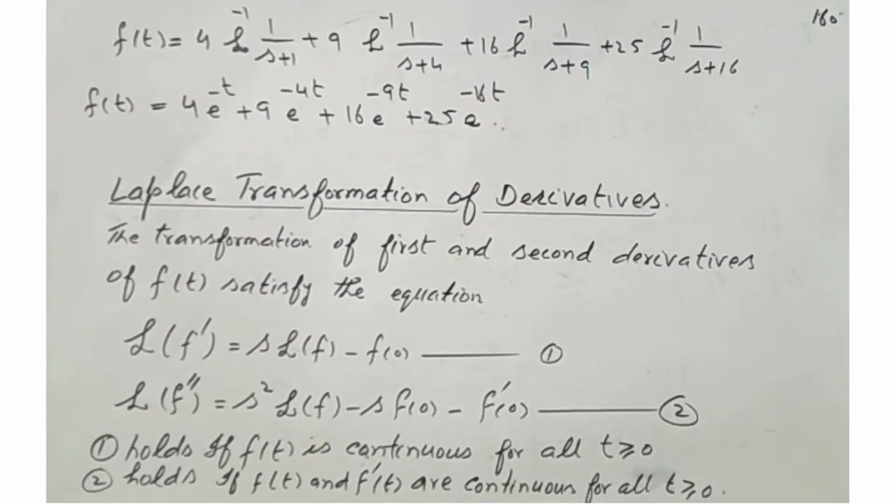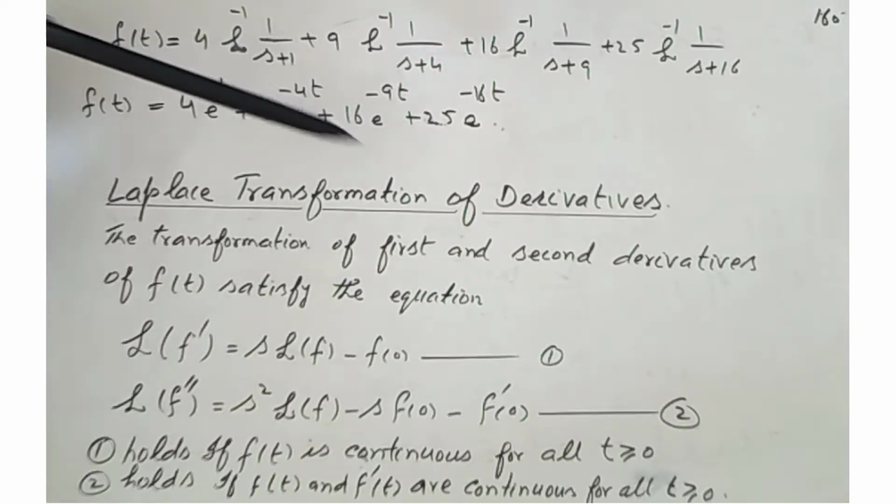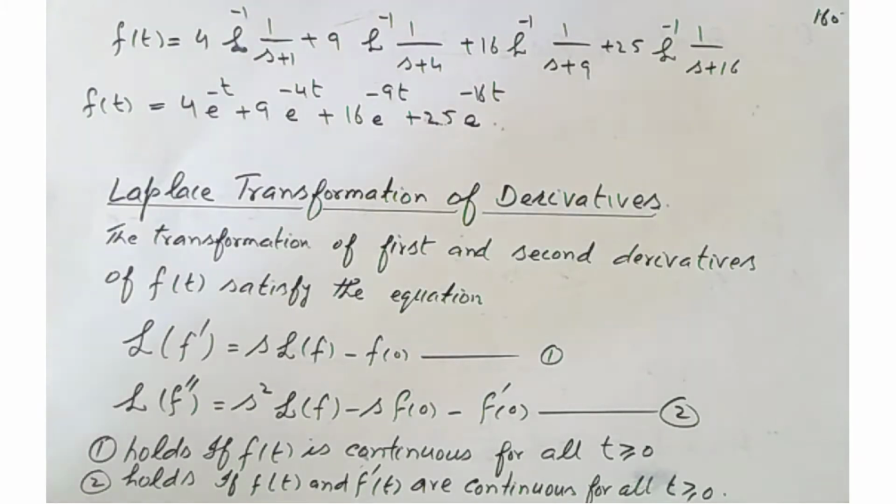Now we find the Laplace transformation of function f of t by using the derivative formulas of Laplace transformation. Laplace transformation of derivatives: the transformation of first and second derivatives of f of t satisfy the equations. Laplace of f dash equals s into Laplace of f minus f of 0, and Laplace of f double dash equals s square Laplace of f minus s f of 0 minus f dash 0.